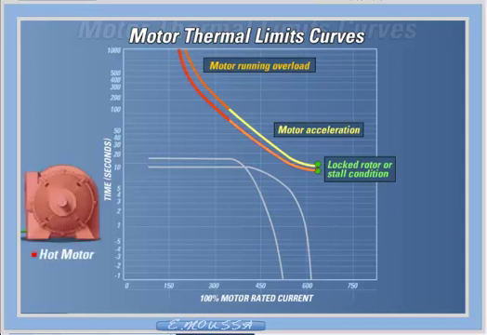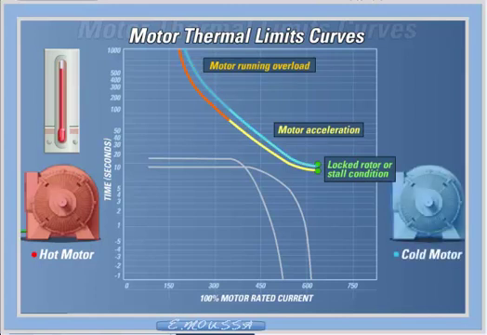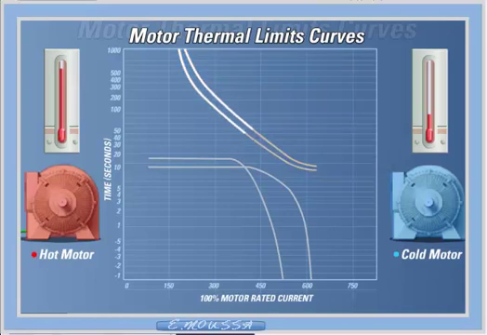A hot motor is defined as one that has been running for a period of time at full load, such that the stator and rotor temperatures have settled at their rated temperatures. Conversely, a cold motor is defined as a motor that has been stopped for a period of time, such that the rotor and stator temperatures have settled at ambient temperature. For most motors, the motor thermal limits are formed into one smooth, homogeneous curve.